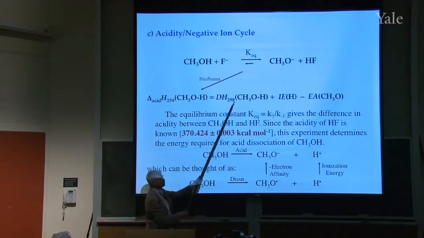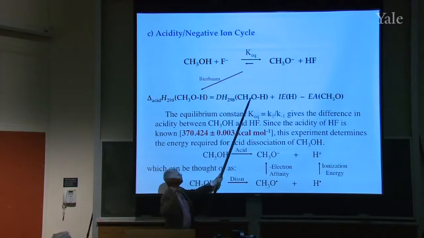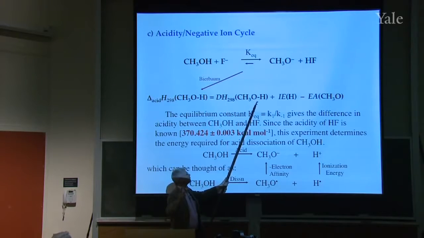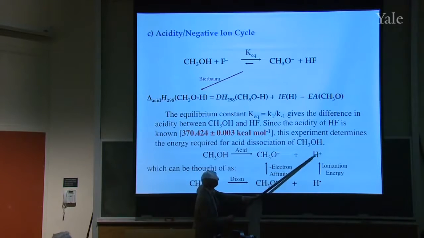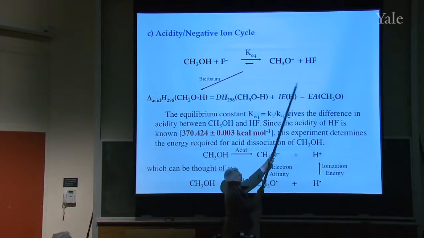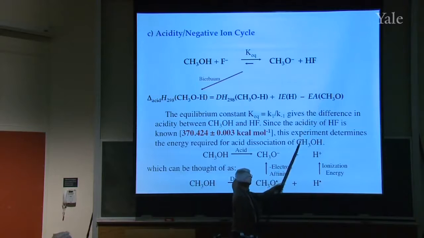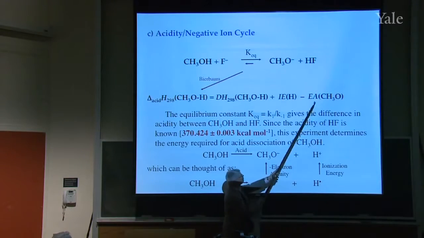The first thing you've got to do is reach in with a pair of scissors and cut this bond. So you've got to pay that energy. You also have to pay the ionization energy of the hydrogen atom, because that gives you the proton. And then you take the electron and put it back on the alkoxy radical, and that's the electron affinity.